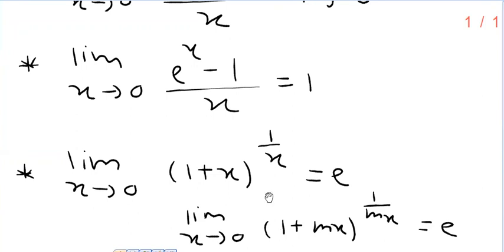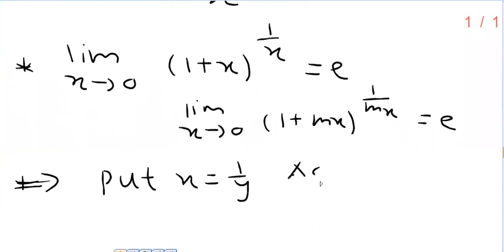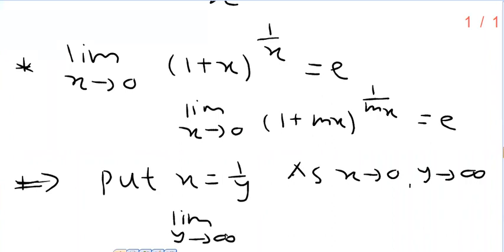Now, actually this limit is not mentioned in the syllabus, but if I say put x equal to 1 upon y, as x tends to 0, y will tend to what? Y will tend to infinity, because x is 1 upon y, means y is 1 upon x. So as x tends to 0, y tends to 1 upon 0, that is y tends to infinity. So the same result becomes limit y tends to infinity, 1 plus 1 upon y raised to y is also e.